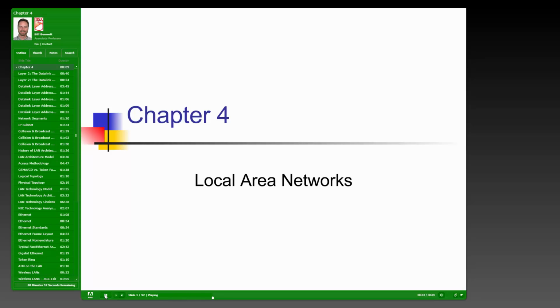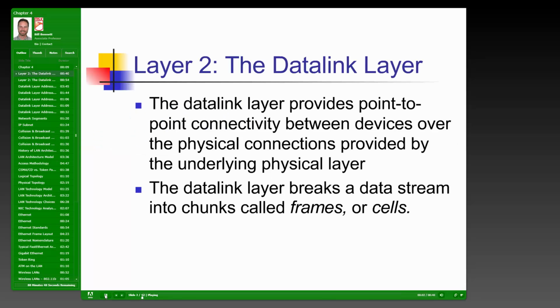In Chapter 4, we'll be taking a look at local area networks, also known as LANs. Local area network architectures are determined by Layer 2 of the OSI model, which is the Datalink layer. The Datalink layer provides point-to-point connectivity between devices over a physical connection that's provided by the underlying physical layer.